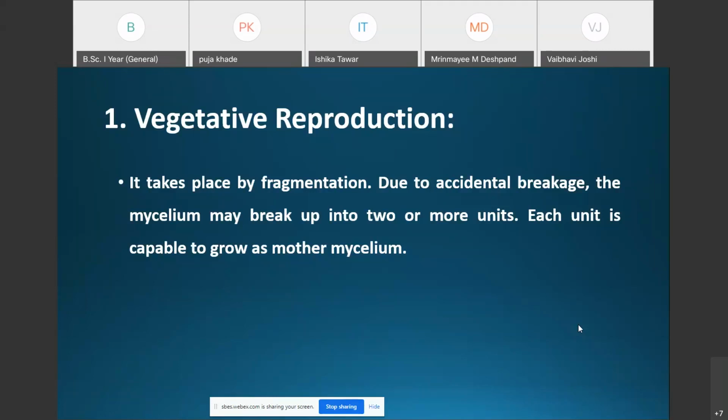Due to some accident or mechanical injury, it breaks down into two or more fragments, and each fragment has the capacity to divide, redivide, and develop into a new mycelium of Mucor. That is about vegetative reproduction in Mucor.